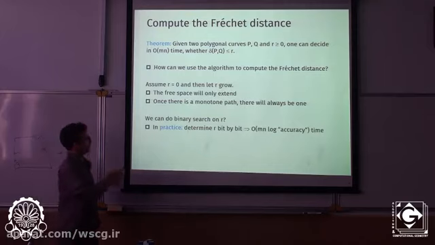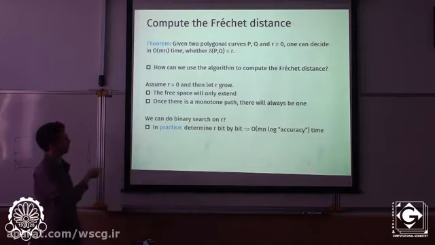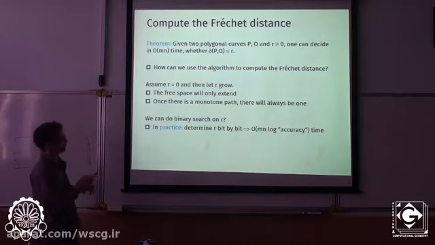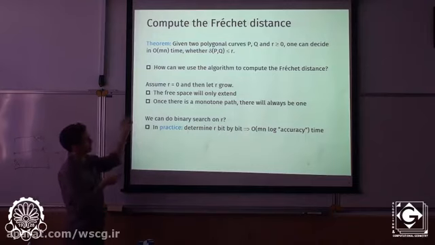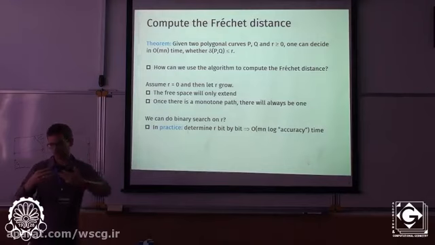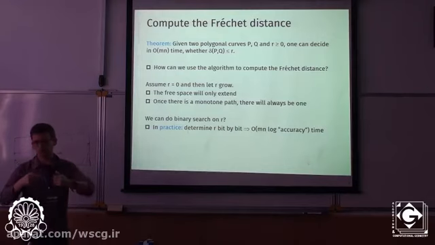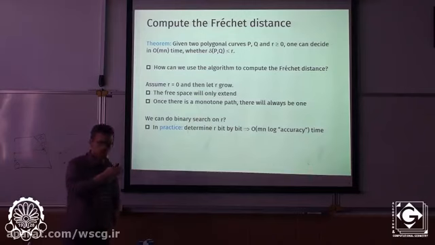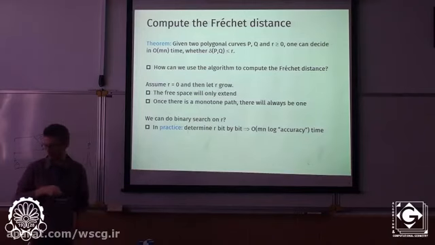So let me first say a simple approach, which is often used in practice, for finding the right R: doing just a binary search on the bits. Then you will get order m times n times log of some accuracy. But that is obviously not, let's say, a theoretically satisfying result. So what we now want to make use of is that if you increase R, there are only some interesting values that can actually be the value where the Fréchet distance is attained, because only at those values new paths occur.